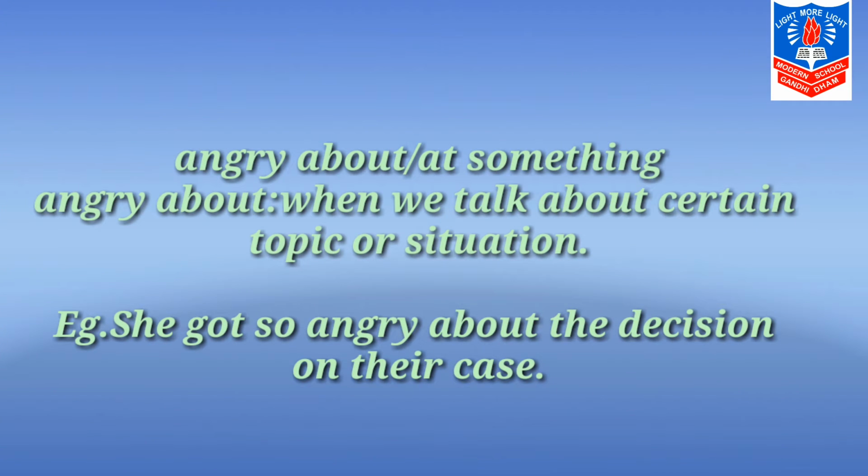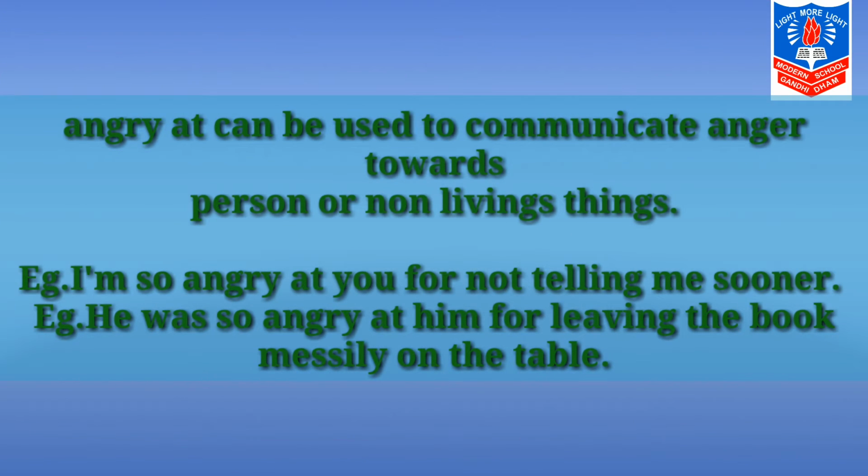First one is angry about or angry at something. So angry about means when we talk about certain topic or situation. For example, she got so angry about the decision on their case. Angry at can be used to communicate anger towards person or non-living things. For example, I am so angry at you for not telling me sooner. Second example is he was so angry at him for leaving the book messily on the table.